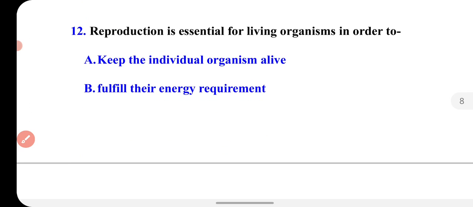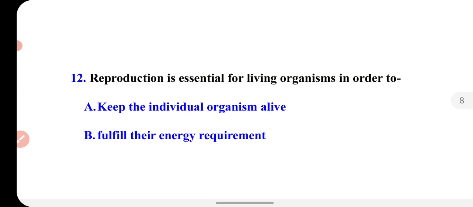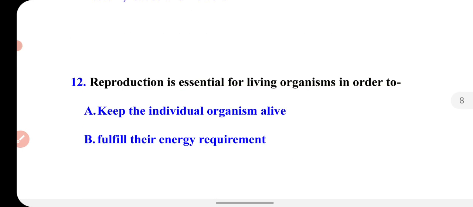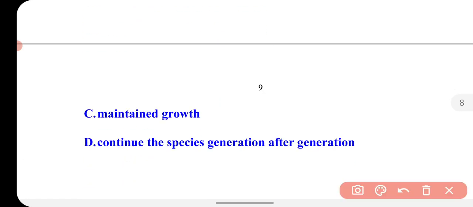Next question is, reproduction is essential for the living organism in order to keep the individual organism alive, fulfill their energy requirement, maintain growth, and continue the species generation after generation. So you have to find the correct option. The question is, reproduction is essential for living organism. Why is reproduction needed for the organism? Because it helps the organism to continue the species generation after generation.